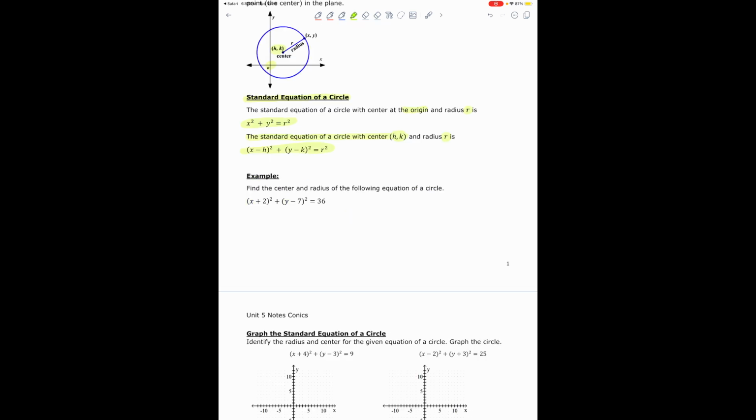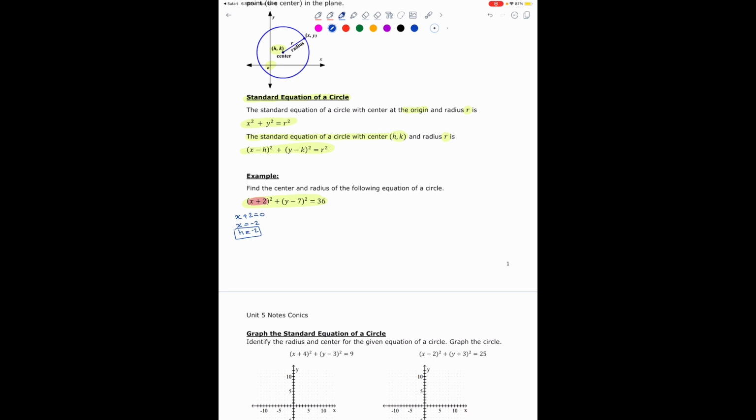Here is an example. Find the center and the radius of the following equation of a circle. So I have the standard equation of the circle, and it looks like it is not centered at the origin, so I will need to find the center and the radius. In order to find the center, I will take this expression and make it equal to 0 and solve. So I'm going to say x plus 2 equals 0. This will lead to x is equal to negative 2, which is basically the h value is negative 2.